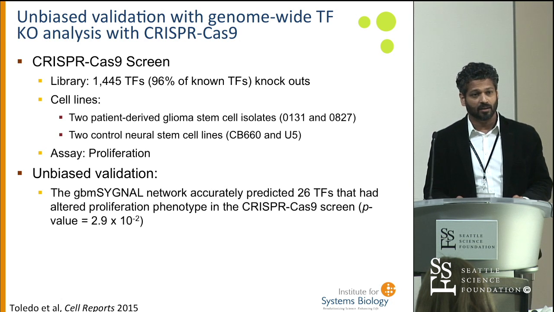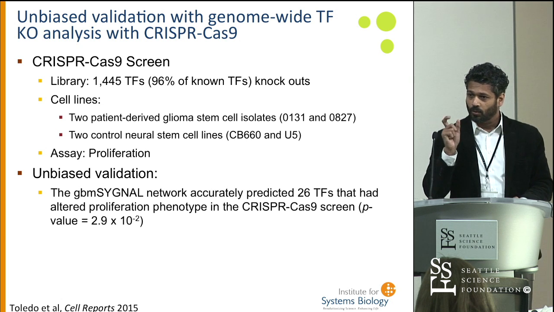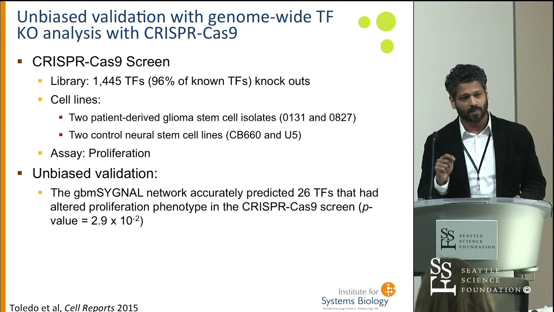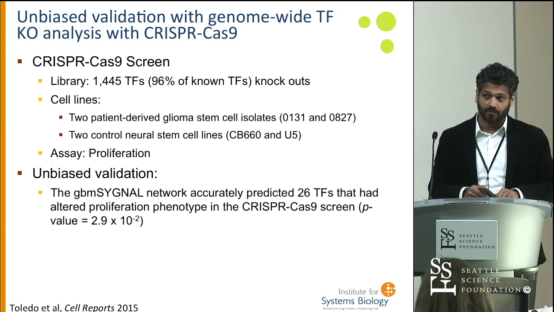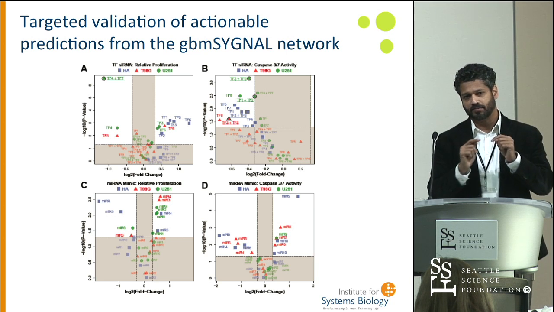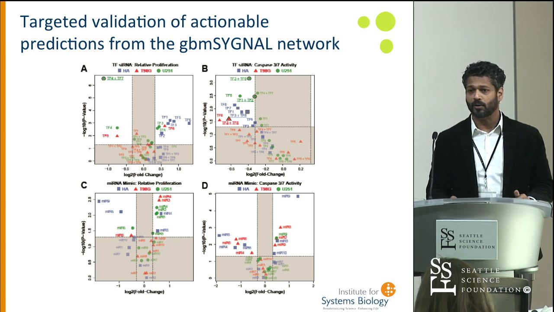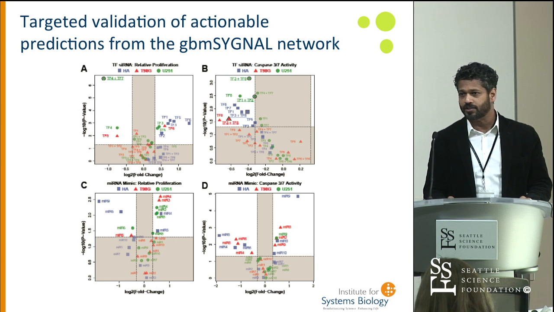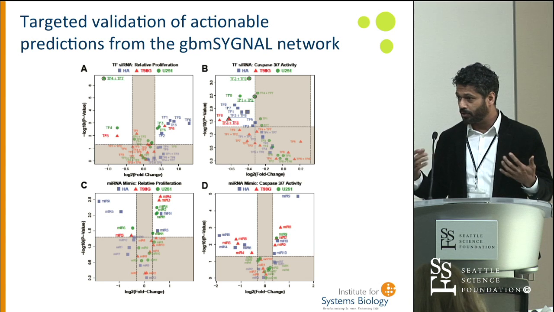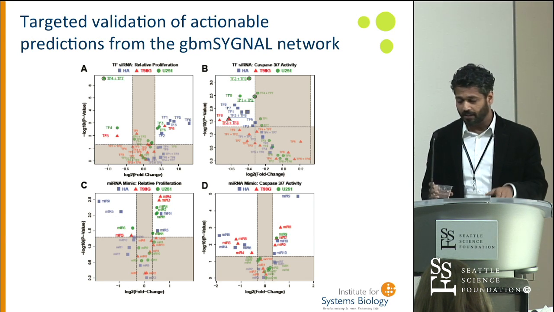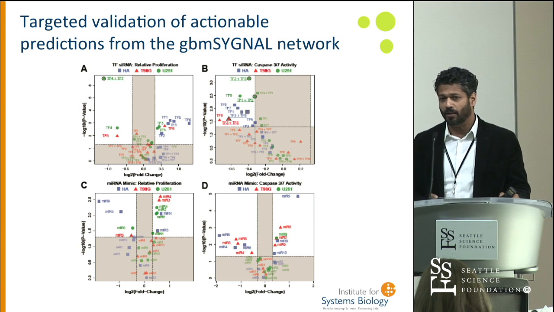I mean, there were 26 very specific glioblastoma-specific transcription factors that we predicted would be associated with the proliferation phenotype. And if you knock those out, you would see a phenotype. And we did. We also did targeted validation. So we blocked specific transcription factors and specific microRNAs, and we looked at phenotypes such as apoptosis and proliferation, and again checked to see if we were able to find perturbed phenotypes when we blocked these predictive regulators. And that too validated a number of predictions.